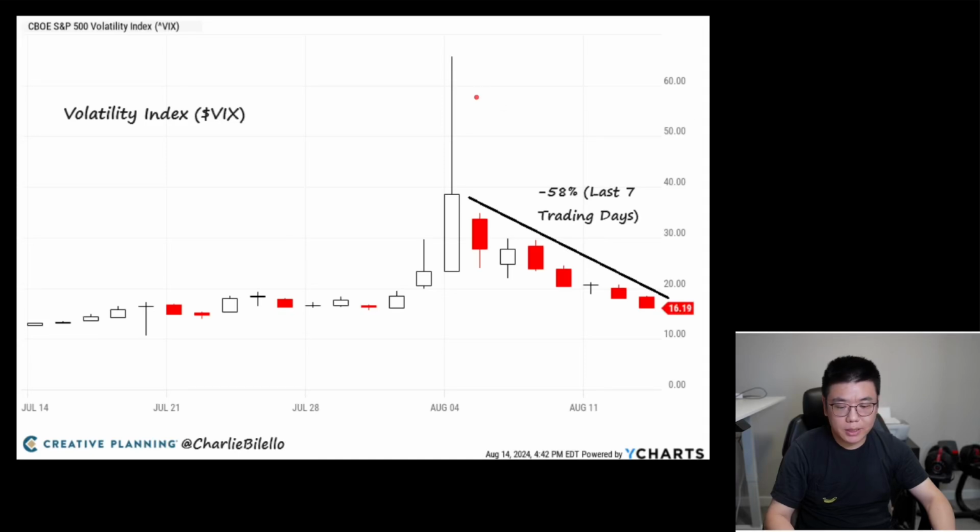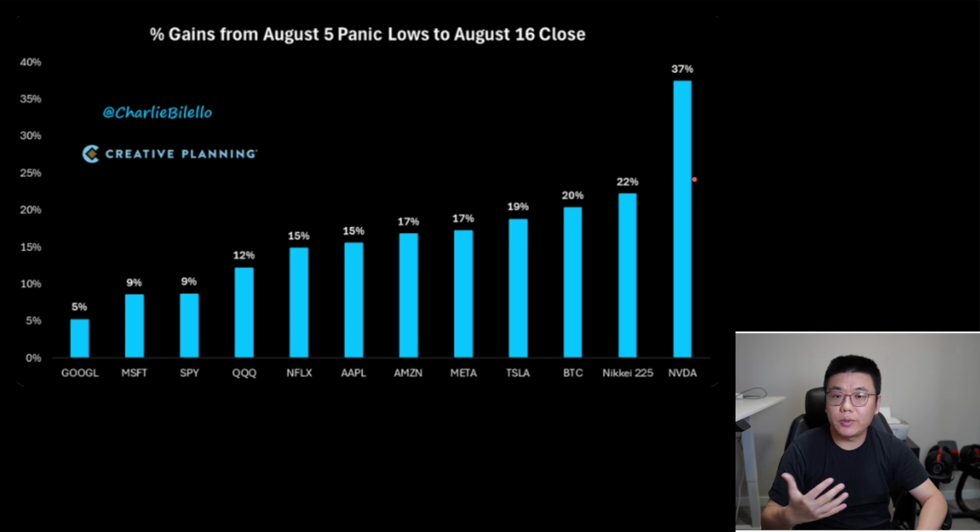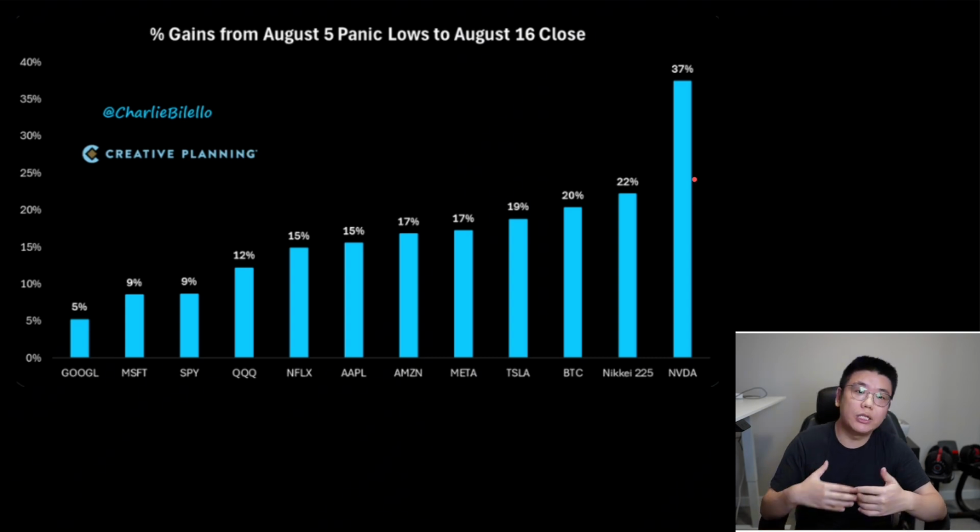This is the VIX index, and this is the mega spike date of the VIX index, which is ranked either the 4th or 5th largest VIX spike in US history. It happened on August 5th, and this chart shows you that in the 7 trading days after the spike, we have VIX down 58%.